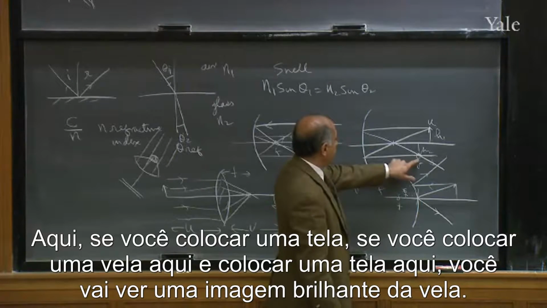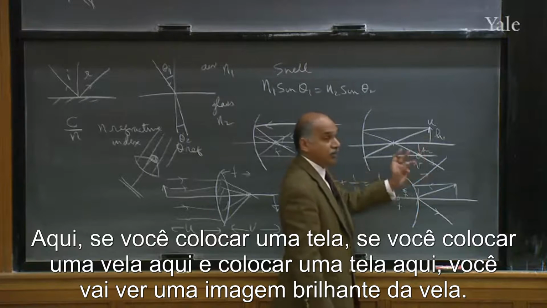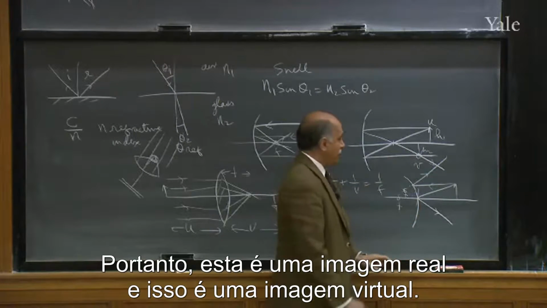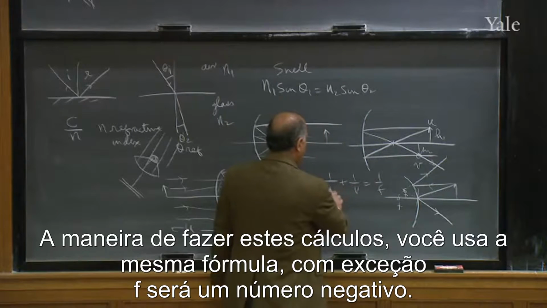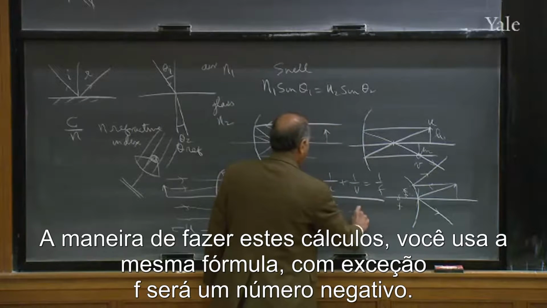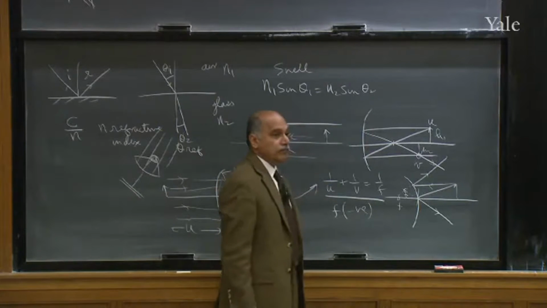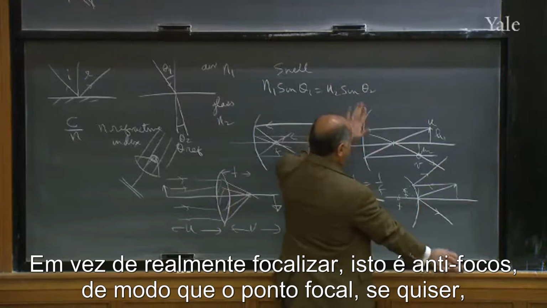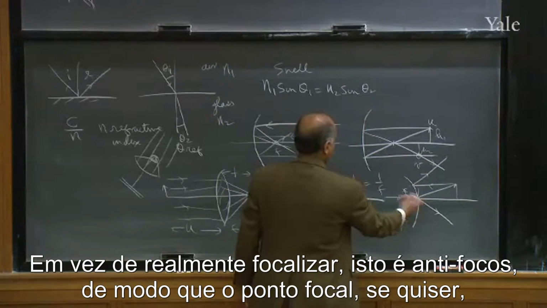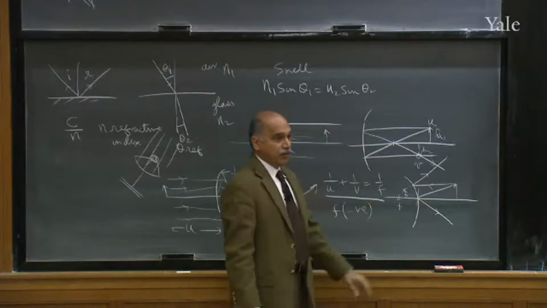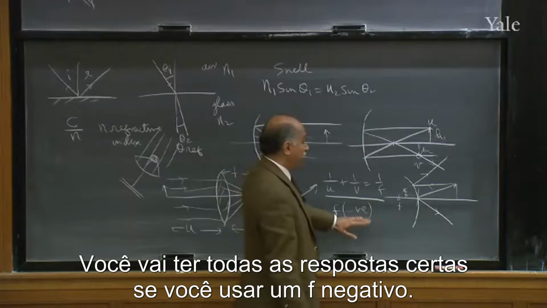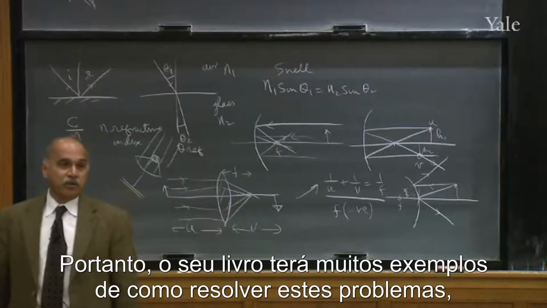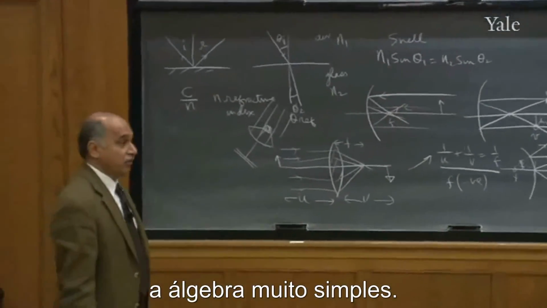Here, if you put a candle here and put a screen here, you will see a bright image of the candle. So this is a real image, that's a virtual image. And the way you do these calculations, use the same formula, except f will be a negative number. Because instead of really focusing, it anti-focuses. So the focal point, if you want, is on the wrong side of the mirror. You'll get all the right answers if you use a negative f. So your textbook will have many examples of how to solve these problems, very simple algebra.